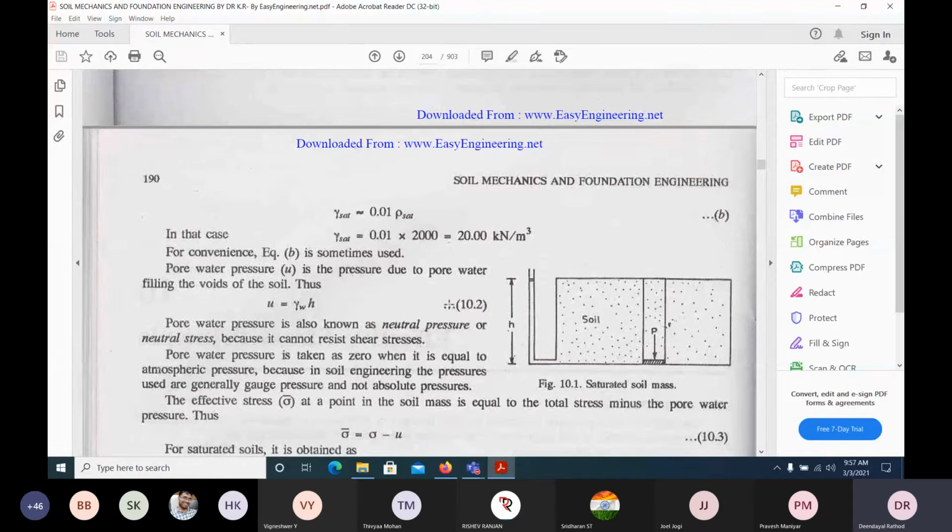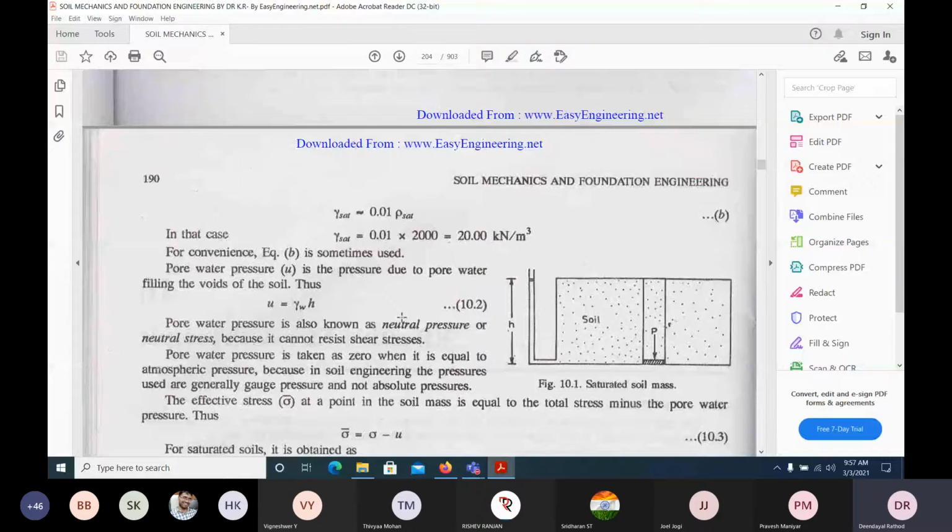Now the definition: that is total stress. This particular stress is called the pore water pressure, it is due to the pore water pressure. This is called the neutral pressure. The pore water pressure is also known as neutral pressure or neutral stress, because it cannot resist any shear. That's why it is called the neutral stress.